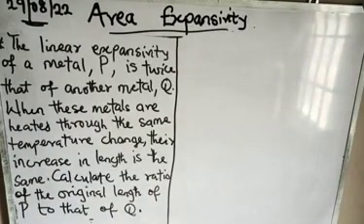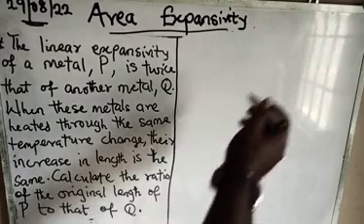Here is another question, very interesting, I must say. The linear expansivity of a metal P is twice that of another metal Q. When these metals are heated through the same temperature change, their increase in length is the same. Calculate the ratio of the original length of metal P to that of metal Q. Okay, let's solve this.